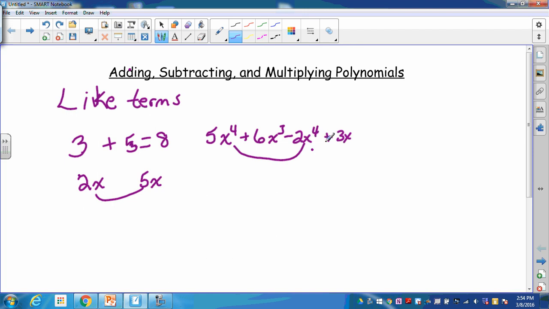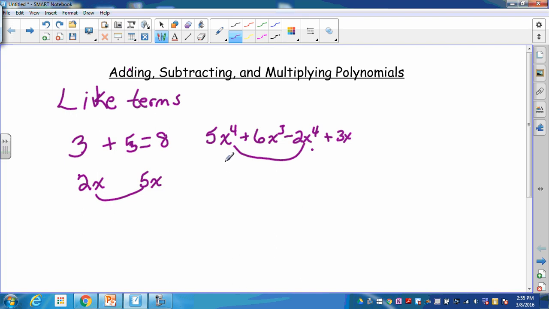But let's see if we have any more. 3x does not have an exponent of 4, therefore 3x is not a like term to the x to the 4th powers. And there are no more sets. The 6x to the 3rd is different from just x or x to the 1st. So I'm done with finding like terms.